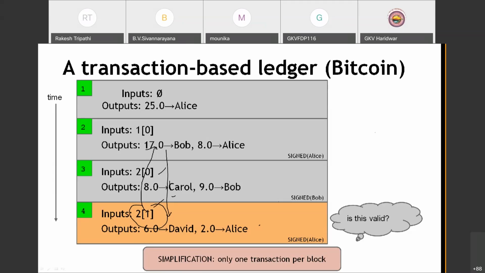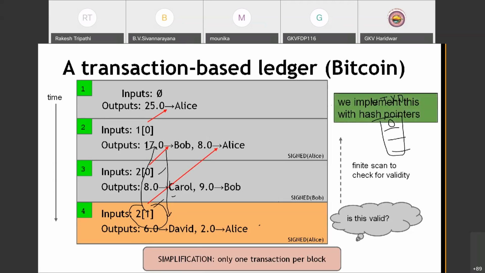We can check it, or we can have a separate data structure where we keep all unspent transaction output. It is called UTXO, all unspent transaction output. So I maintain a log of all transaction output that has not been spent yet. This is called a transaction based ledger, and Bitcoin follows this. We'll see how actually Bitcoin does this. And this is implemented using hash pointer.